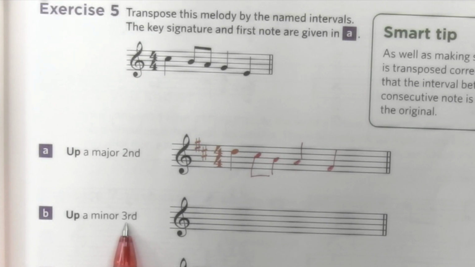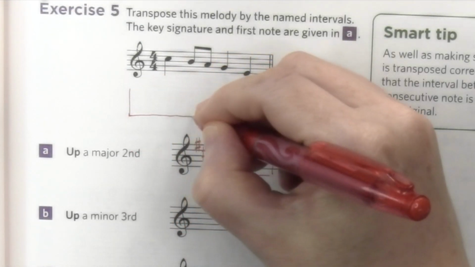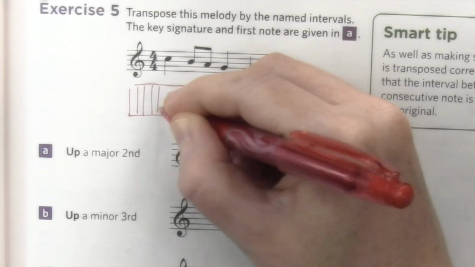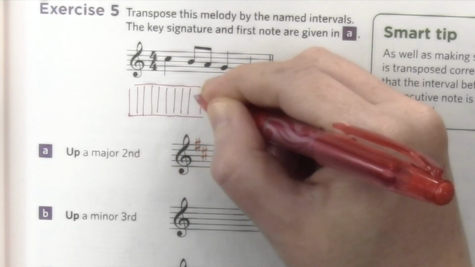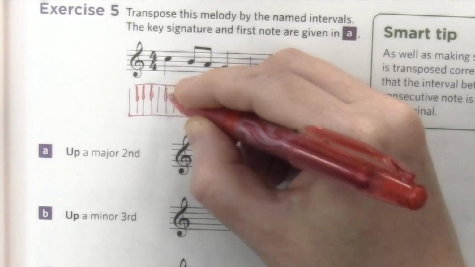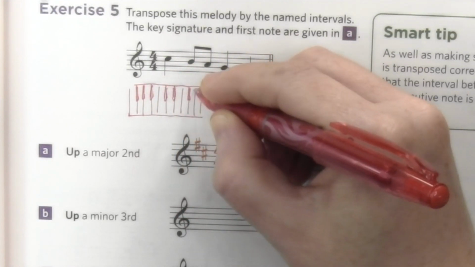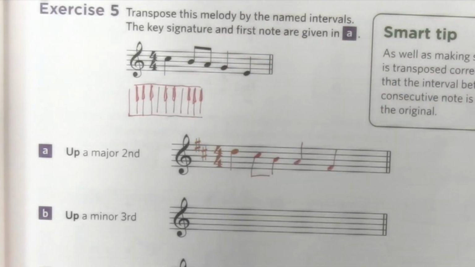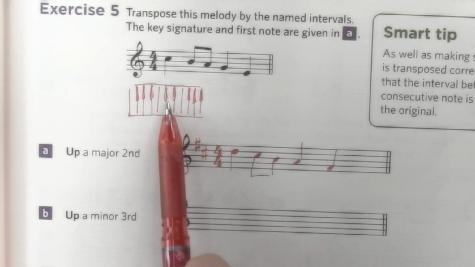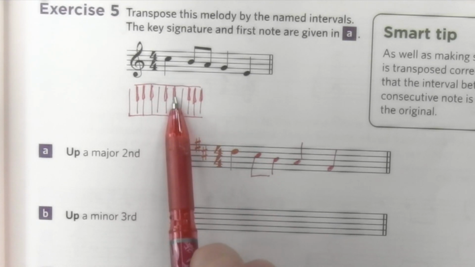Up a major third. Now a major third from C major. Let's write our keyboard. This is very useful here in case we need it. Okay, so we are in C major. A minor third up is 3 semitones. So 1, 2, 3, E flat.